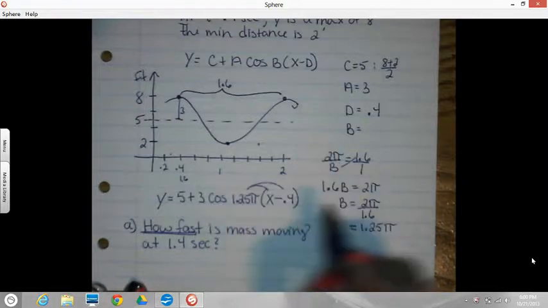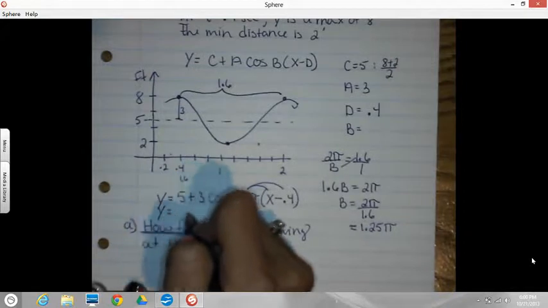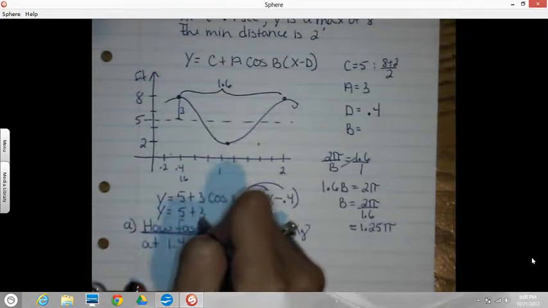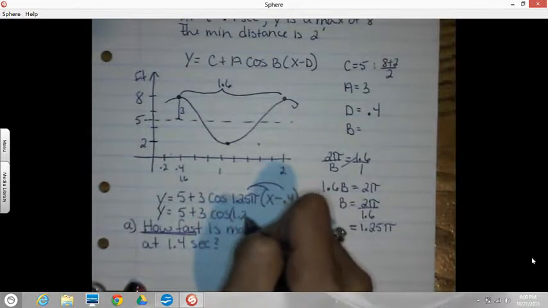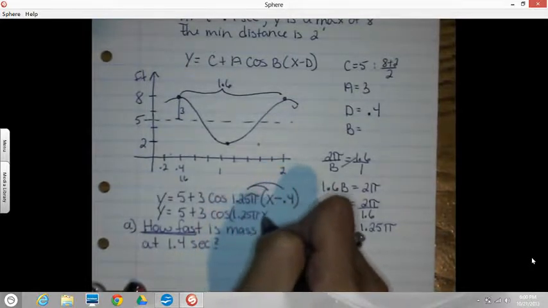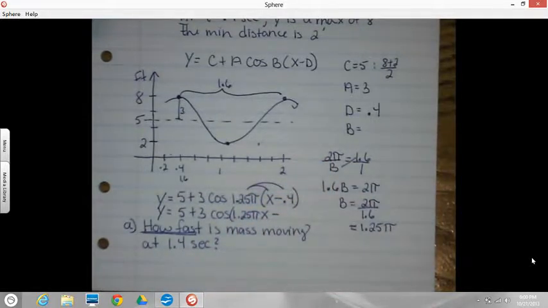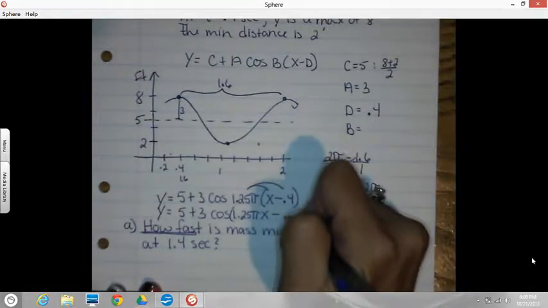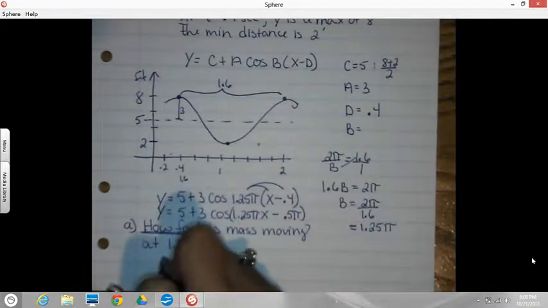Derivative. It'll just clean things up if you distribute that in before you get going. 3 cosine 1.25 pi times x minus, and then 4 times the 1.25 is going to end up being 0.5 pi. Okay, now we're ready for the derivative.